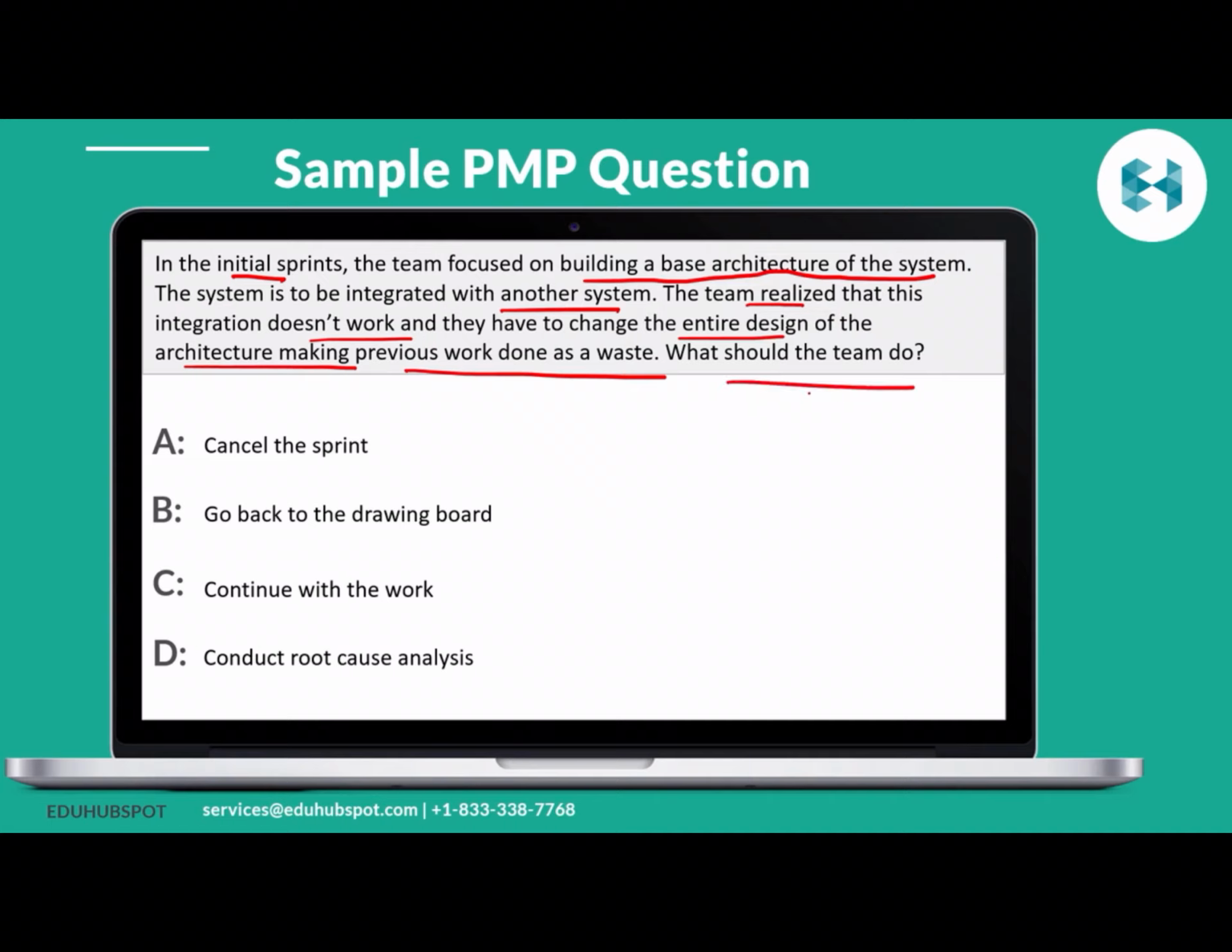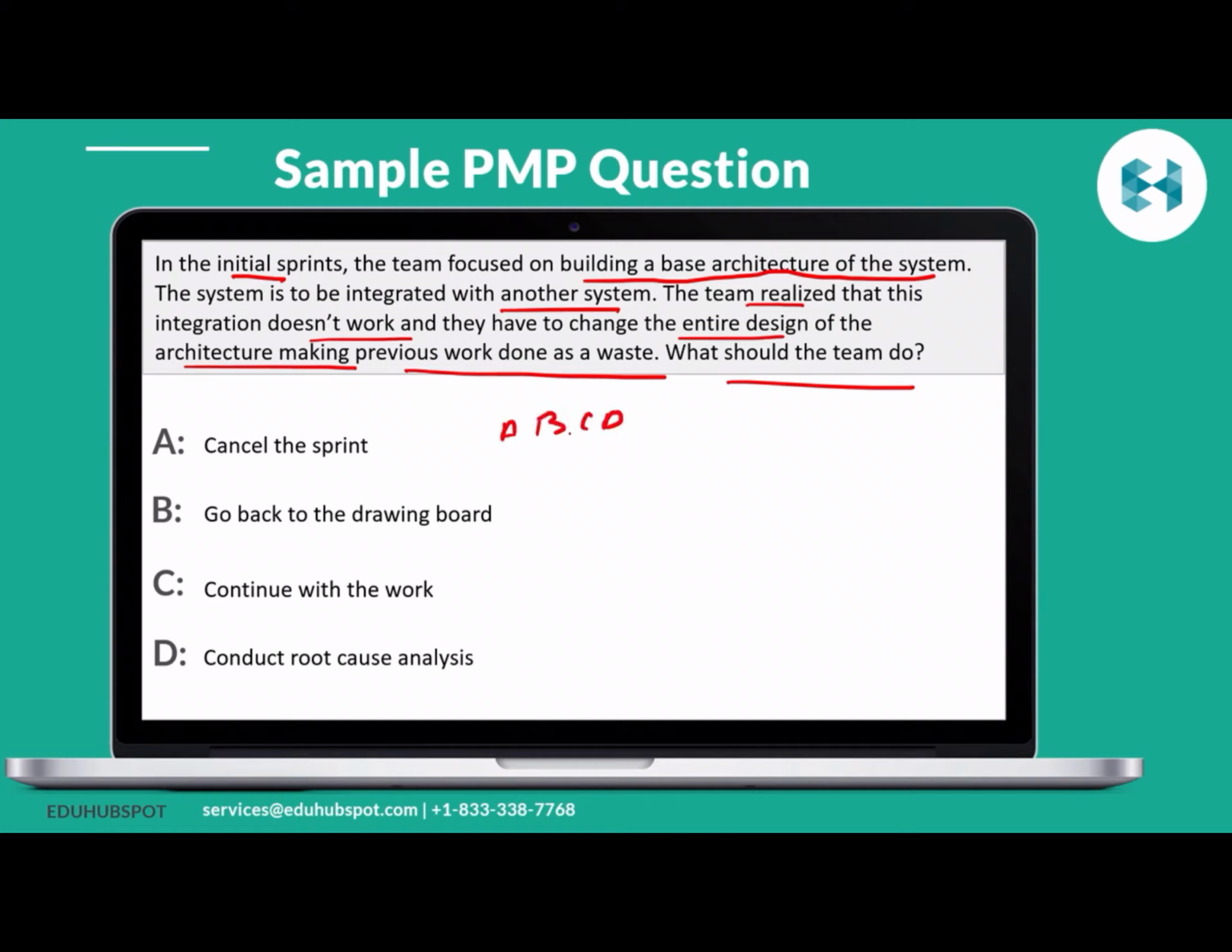First of all, is it the problem of the team that they were not able to catch this in the beginning? I would say not really. Nowhere in the question is it actually blaming anyone. Remember, in Agile, you don't blame each other. It's a teamwork. It's not about individuals, it's about team. What should the team do?